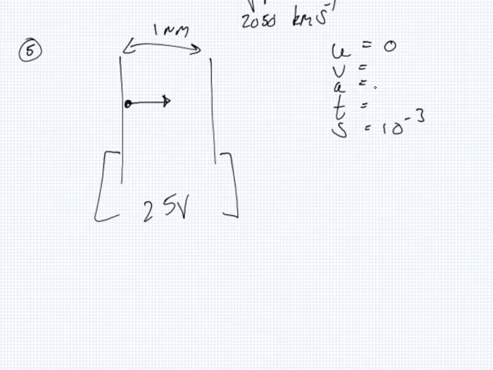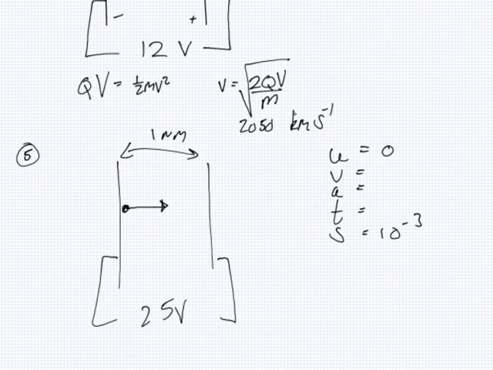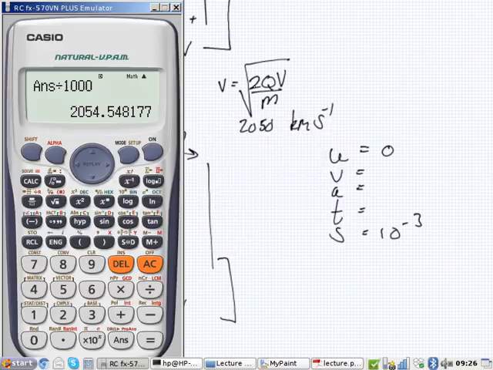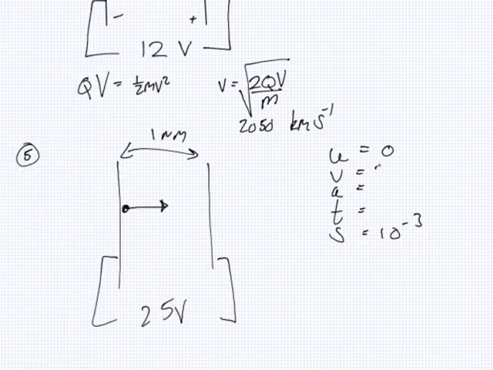I have enough info. v is the easiest thing to get because I can just do the exact same thing I did a moment ago. In fact, it's still on my calculator. I just need to change what exactly. It's the 12, isn't it? The 12 becomes 25, is it? That's the only difference. Let me put this in. 2.97 times 10 to the 6 meters per second. So what did I say I was looking for?